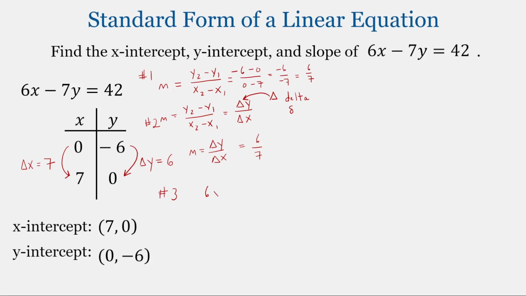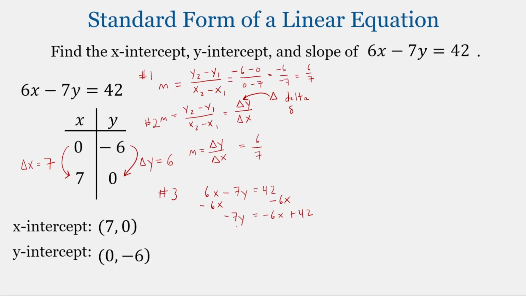Well, if we have the equation 6x minus 7y equal to 42, we can rewrite this equation in slope-intercept form and find that slope. So to do that, we need to get y by itself on one side. So let's get rid of this 6x. We'll do that by subtracting 6x from both sides. Now we have -7y equal to -6x plus 42.